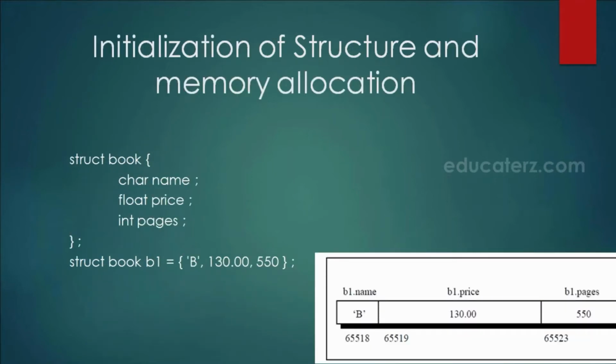Now we can have initialization of structure also. Just like an array, we can have initialization where directly we can give the values this way, where the first value will go in the first element, the second value in the second element and the third one will go in pages, that is the third element. Now just like arrays, here also memory is allocated in a continuous way. Like this B1 dot name is just one character, so here the address is 18, and from 18 the next address starts at 19. Price is float, so it takes 4 bytes and the next starts from 23. Like this the memory is again continuous.